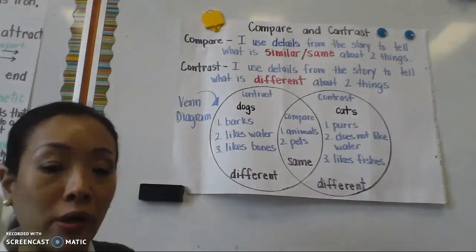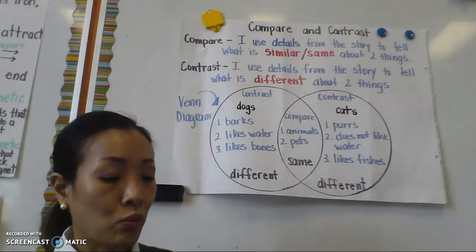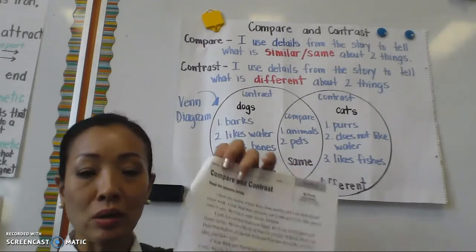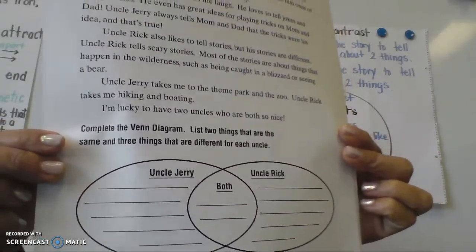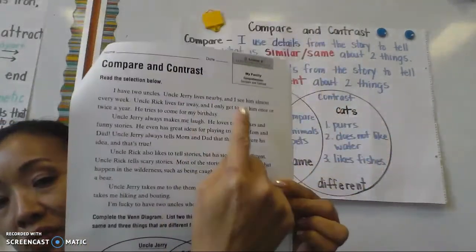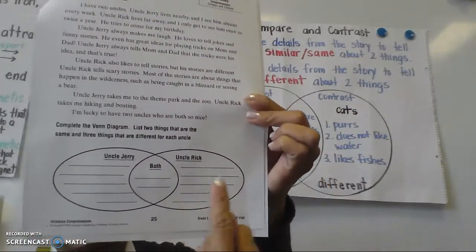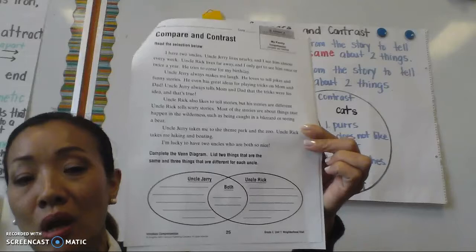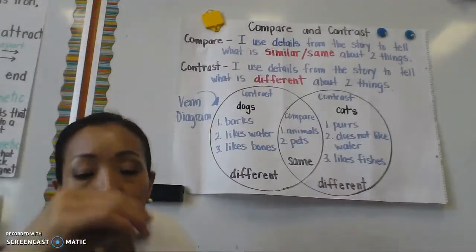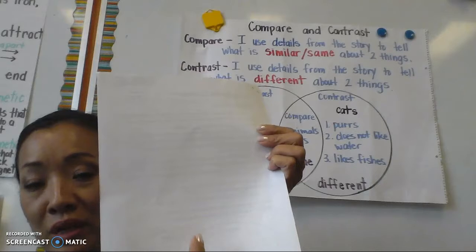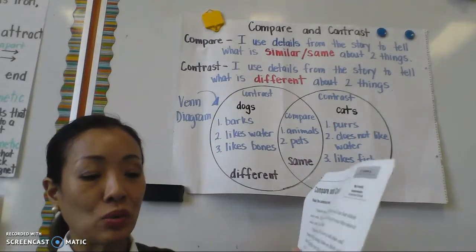So for your homework for this week, you're going to read the story about two uncles, Uncle Jerry and Uncle Rick. You will use the details from this story, and you will fill it in these little lines right here. If you do not have space, you may flip it to the back of your homework and do your Venn diagram in the back. So this story is about two uncles.